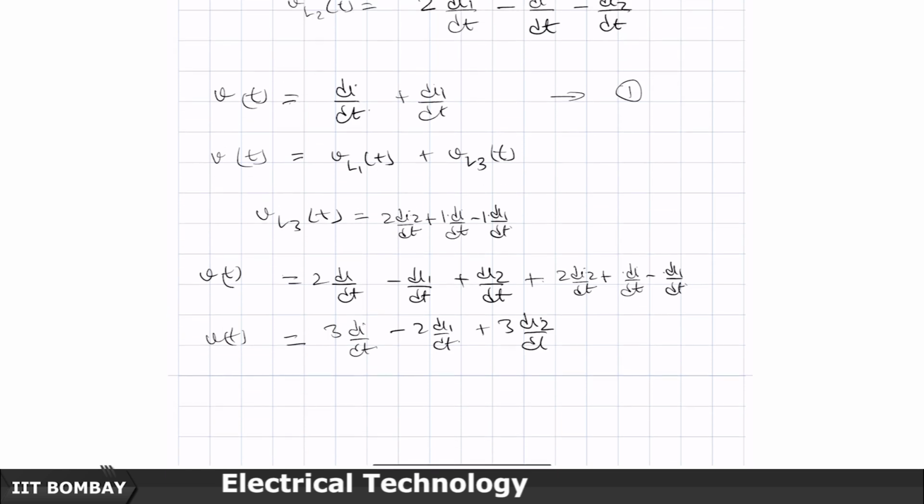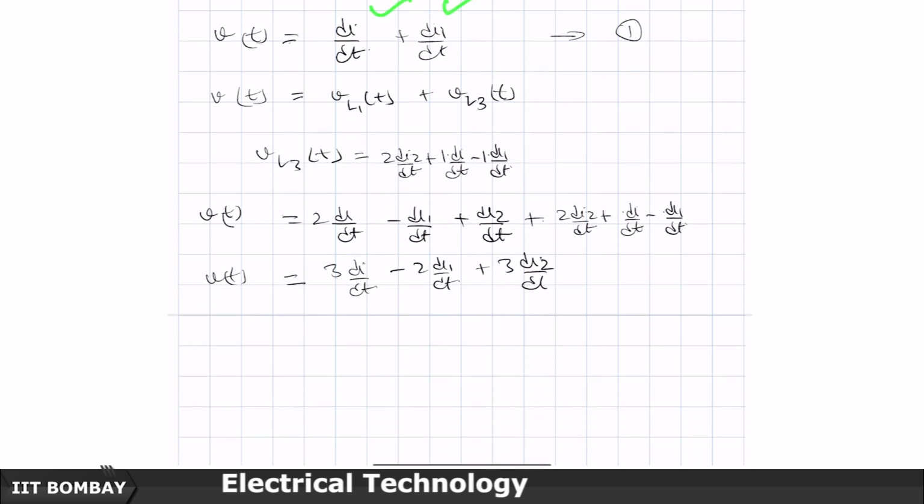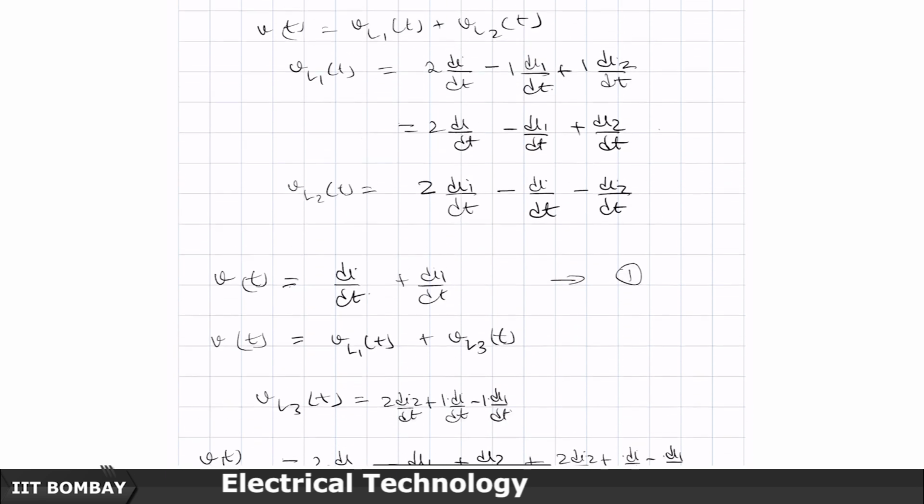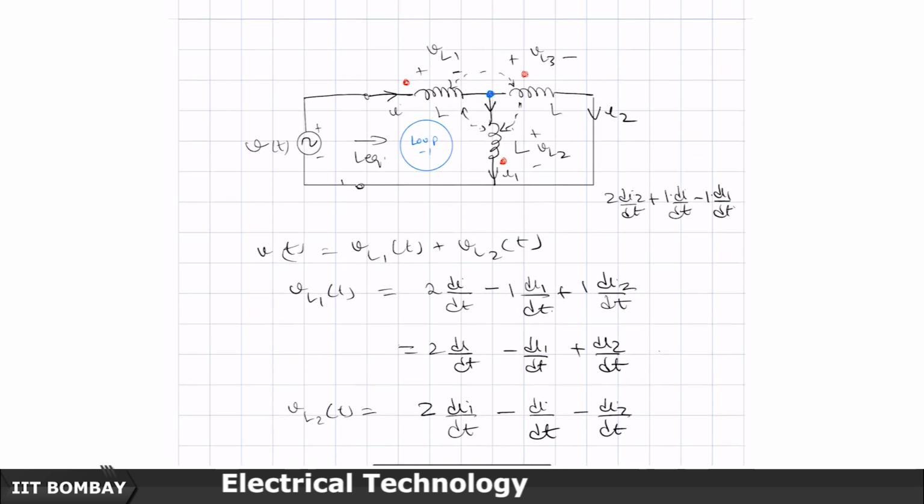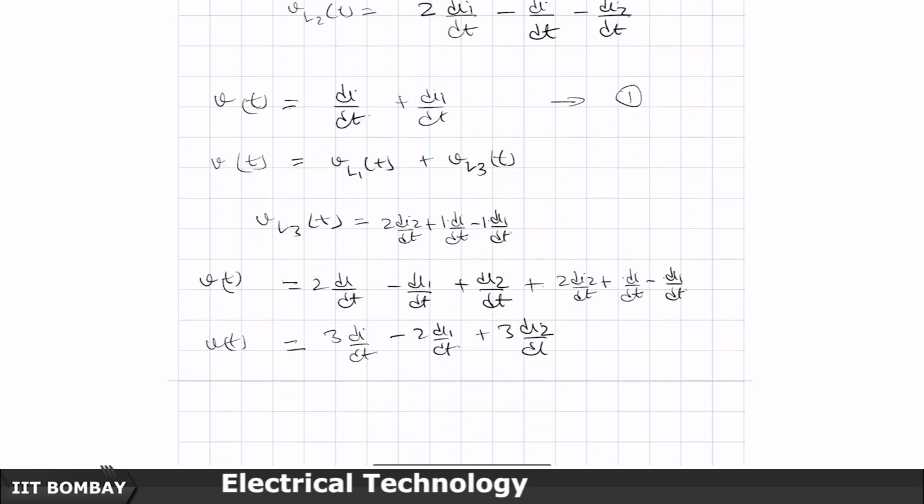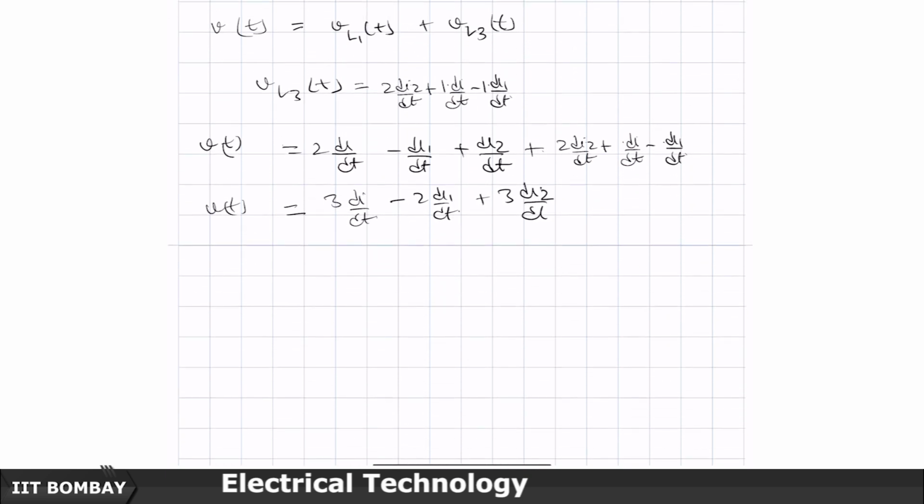Now, in the first equation I have only I and I1. So, it is better if I only have I and I1 as the variables in the second equation also. To that end, I will use Kirchhoff's current equation to eliminate one of these two currents. So, I is equal to I1 plus I2.